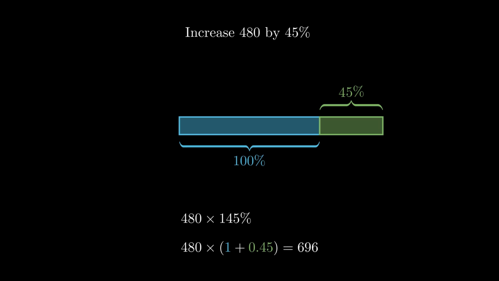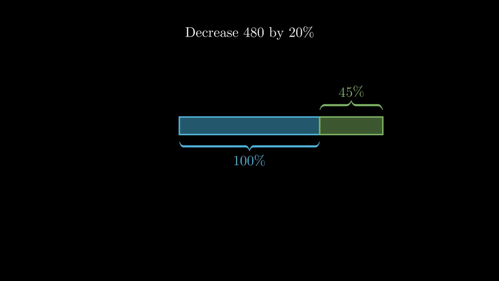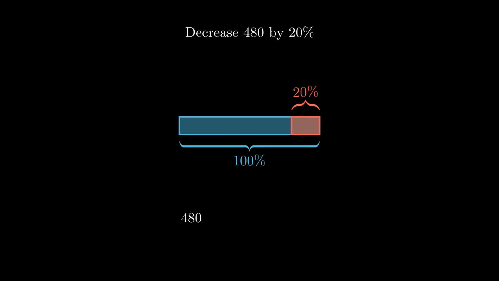So now let's change the question to a decrease. We'll decrease by 20% this time. So we'll start with the same 480, but something different happens to it. We'd be thinking of eating into that blue bar. We're imagining taking out that red 20% now, so that means that only 80% would remain. So again, to get the result in one calculation, we could just take 80% of 480 and be done.